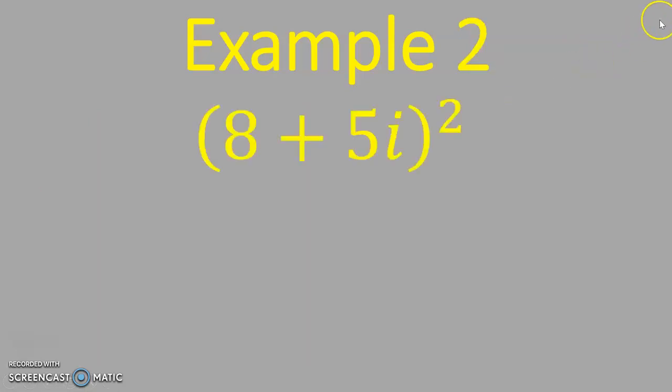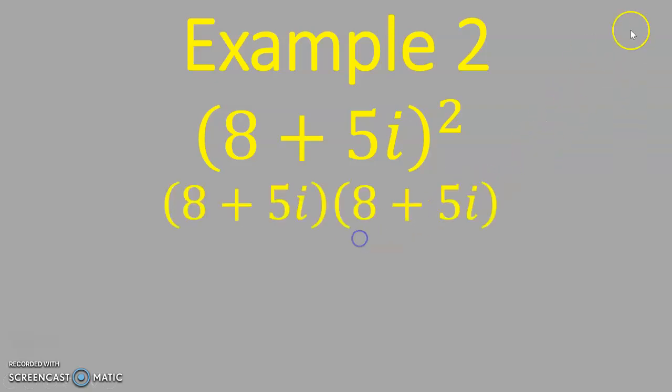You'll sometimes see them squared like this: 8 plus 5i quantity squared. Okay, you cannot distribute that power. It's a common algebra mistake to believe that. Instead, you have to write it sideways, or actually write it twice like this in sideways fashion. You might want to pause here to distribute like we did last time.